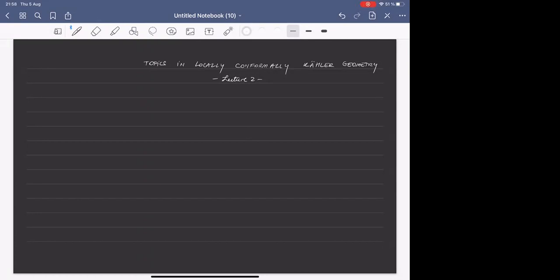So, examples of compact LCK manifolds. The first remark is that we shall always be interested only in the non-Kähler case. So, interested in non-Kähler compact manifolds.